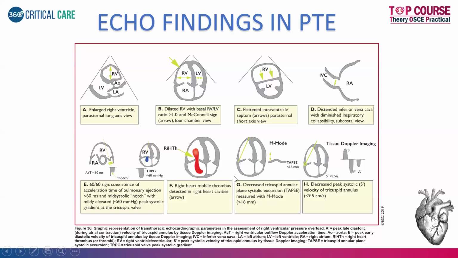Other findings usually seen associated with pulmonary thromboembolism are TAPSE and tissue Doppler imaging, usually showing a change in the E and A waves.